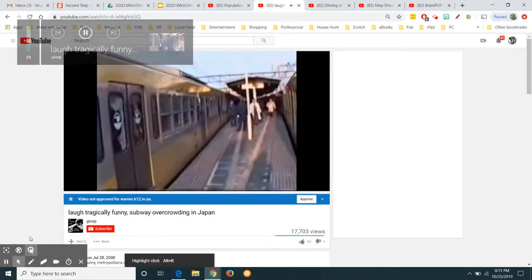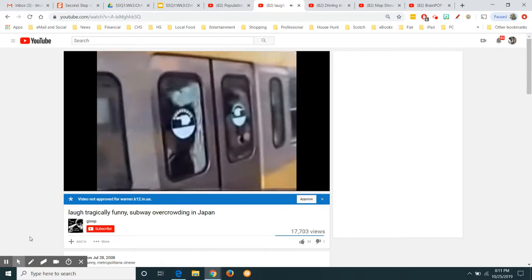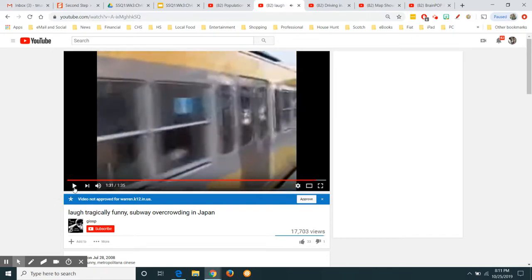See, so they got everybody in. That is insane. Imagine being stuffed in like that. So that is a densely populated area.